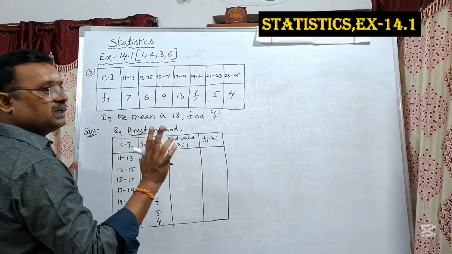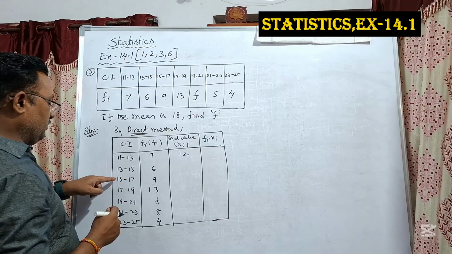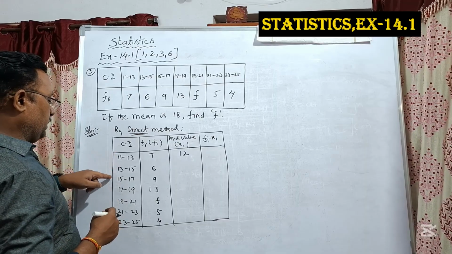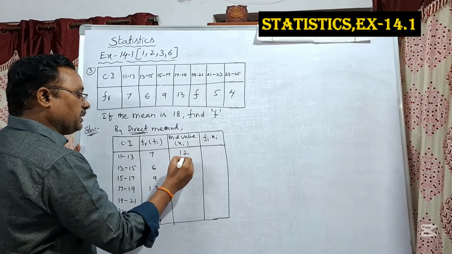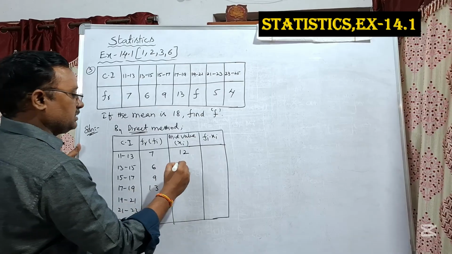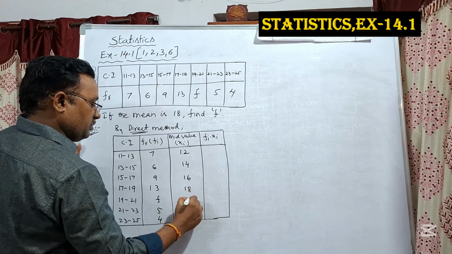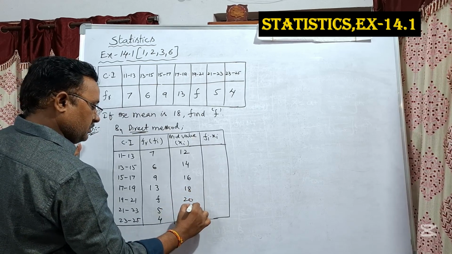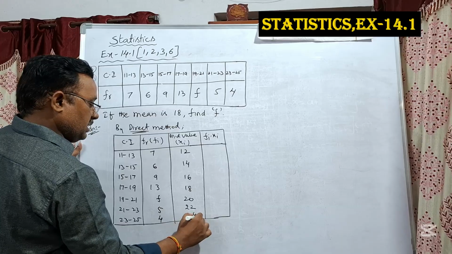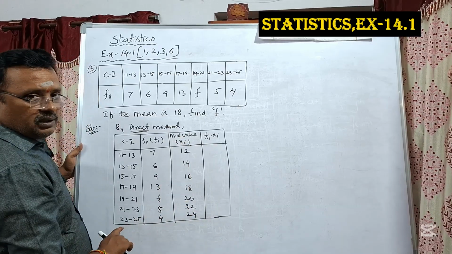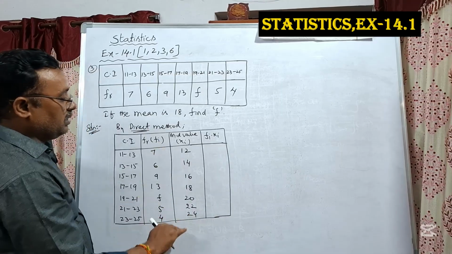11 plus 13 is 24, by 2 is 12. Next, how much increment can we see on the left side? Plus 2, plus 2, plus 2, plus 2. That is the class size. So you can add 2 each time: 14, 16, 18, 20, 22, 24. These are the mid values of the class intervals. You can verify also: 23 plus 25 is 48, by 2 is 24. We got all the mid values.